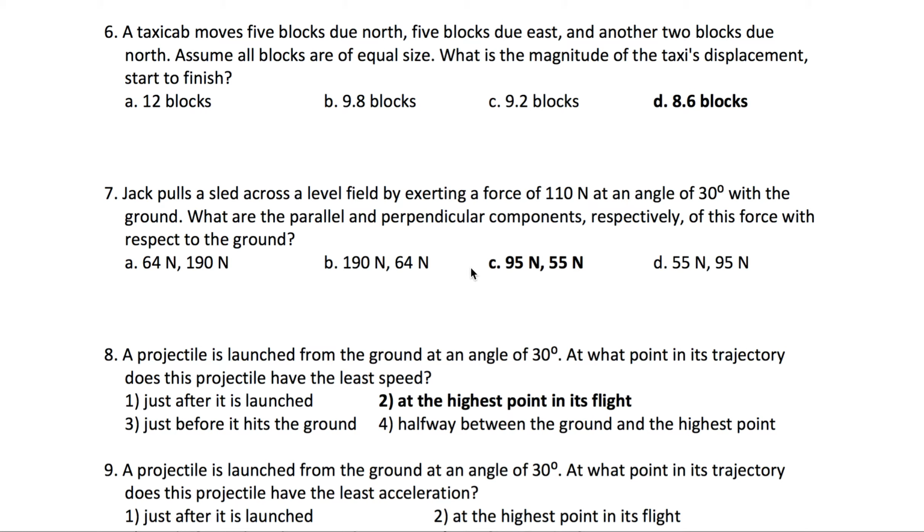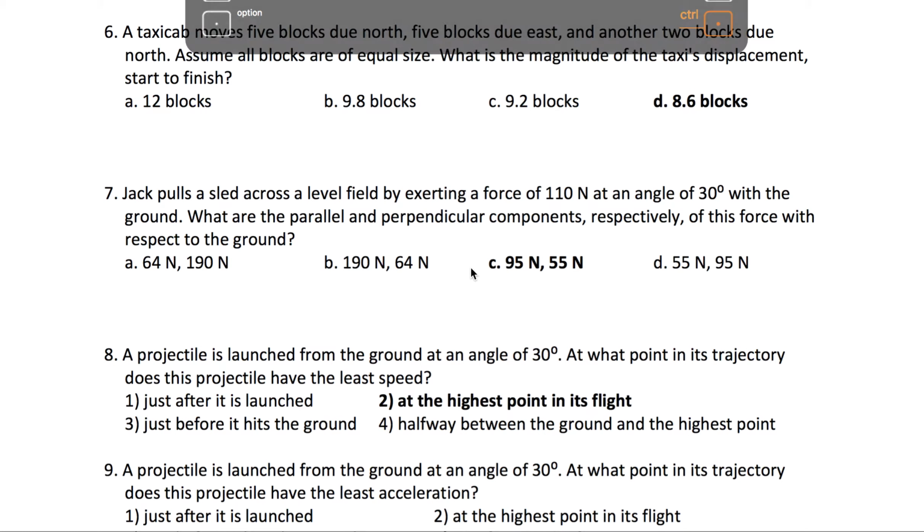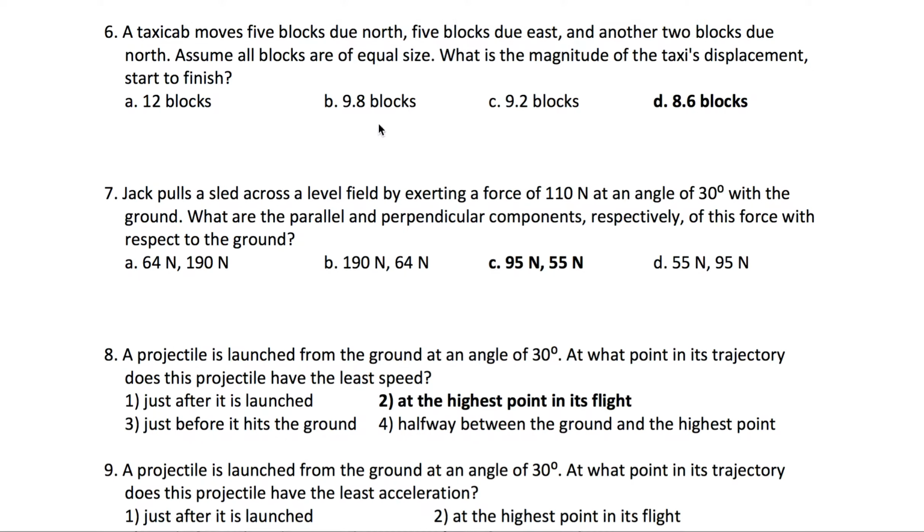Do numbers 6 through 9 in this recording. So in this one over here, we are adding vectors again. We are given that we are going 5 blocks up north, that's 5, and then 5 blocks east, and then we are going 2 blocks north. And we want to know the displacement from start to finish.